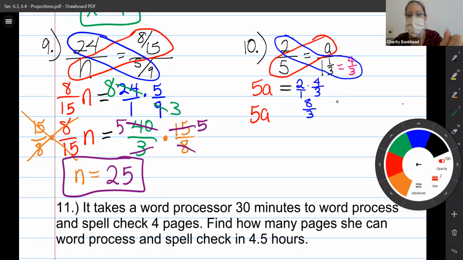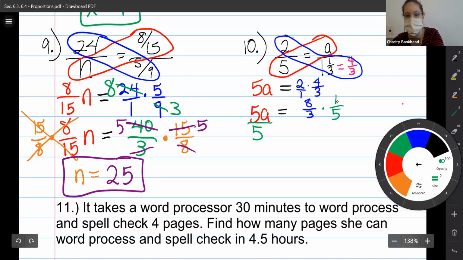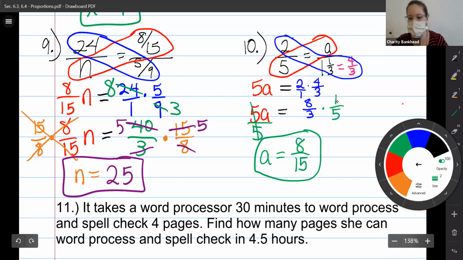And then to get a by itself, I would just divide by 5, which, when I'm doing it with a fraction, I would probably say is the same thing as multiplying by 1/5. And then 8 times 1 is 8, and 3 times 5 is 15. So a equals 8/15.